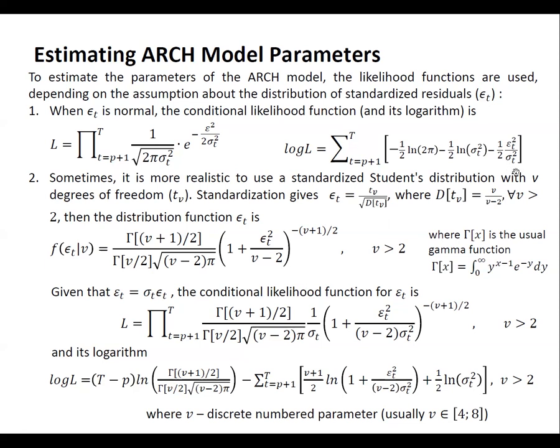That is, this function must be maximized by choosing the ARMA plus ARCH parameters. This is under normality of the standardized epsilon.